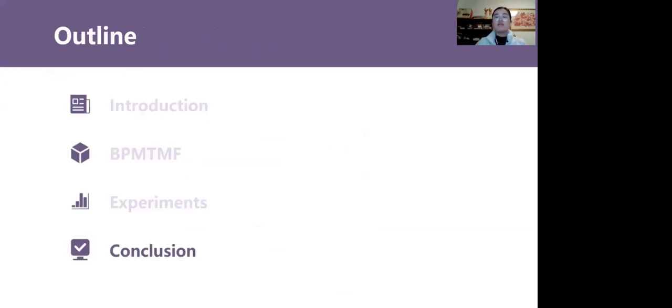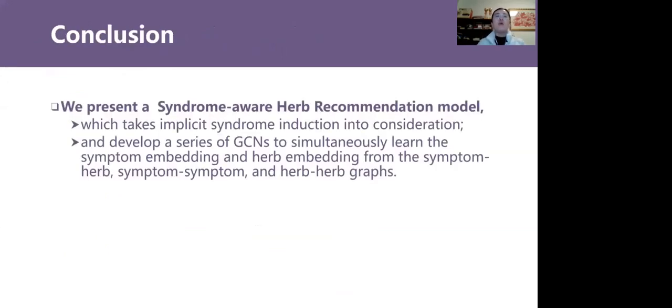The last is the conclusion. We present a syndrome-aware herb recommendation model, which takes implicit syndrome induction into consideration and develops a series of GCNs to learn the symptom embedding and herb embedding from multiple graphs.